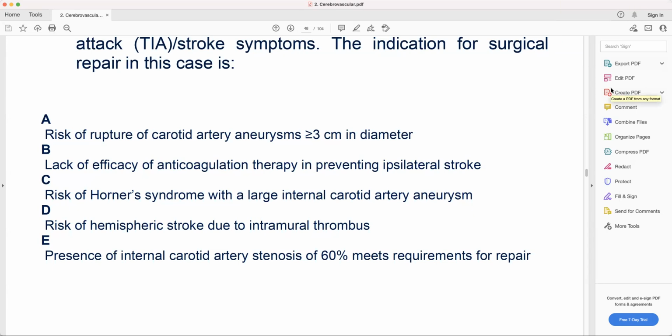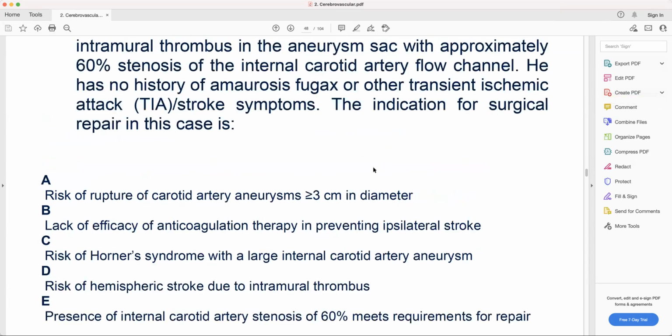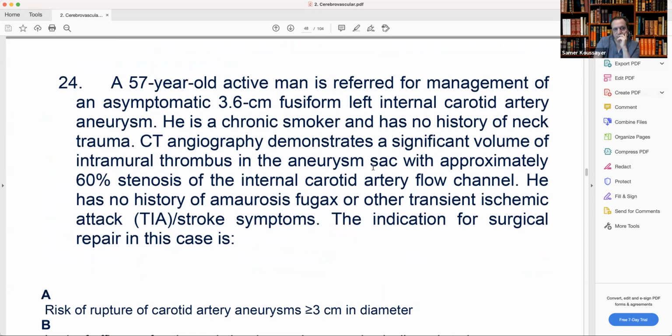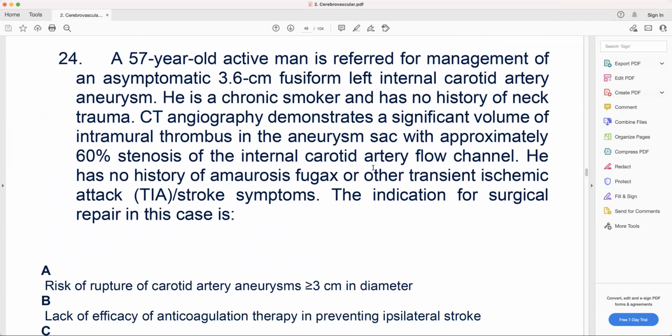Okay. And the exposure is like carotid endarterectomy. It's a bit more difficult than regular because the aneurysm is there, you see the aneurysm in your face.